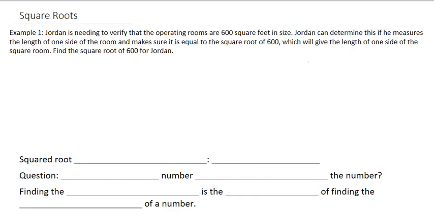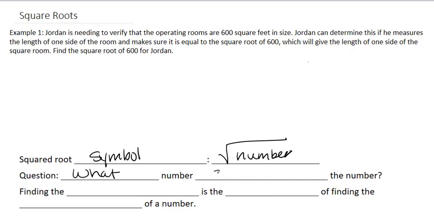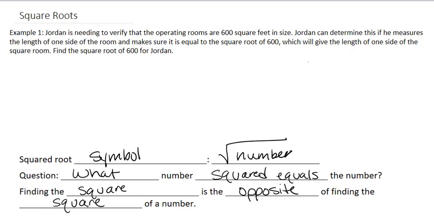So, to answer this, we would need to know a few things. The square root symbol is equal to this symbol with a number inside of it. And the question is, what number squared equals the number? And finding the square root is the opposite of finding the square of a number.